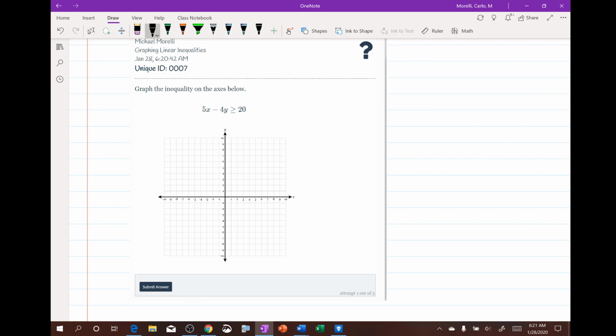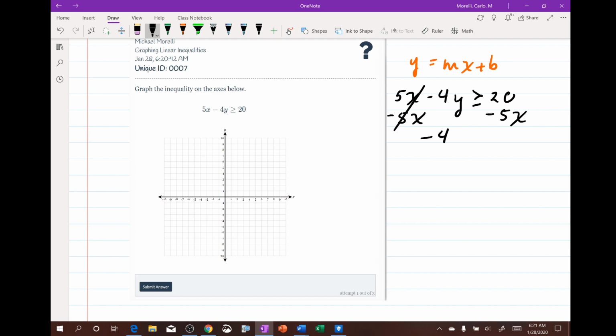Okay, so here's our inequality, 5x minus 4y greater than or equal to 20. So the first thing we're going to do is move this x term over to the right side of the inequality, because we're always trying to get this in the form y equals mx plus b. So we want to get everything except the y on the right side of the inequality. Okay, additive inverses cancel out. You have negative 4y greater than or equal to negative 5x plus 20.